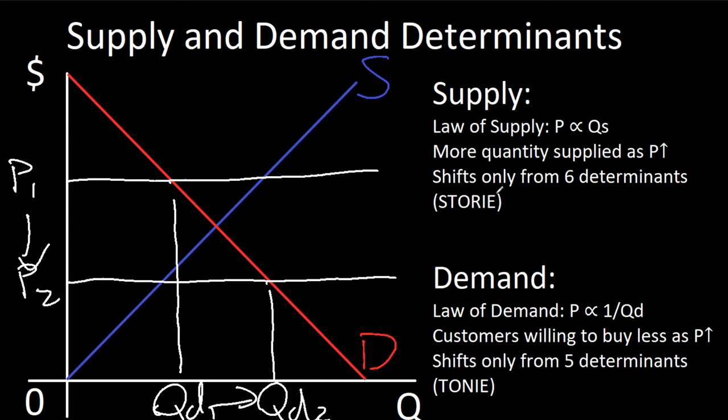Supply will only shift from one of the 6 determinants. So if there's a change and it doesn't fall under a determinant, then supply isn't going anywhere. Our acronym for supply is STORY, like a bedtime story, except spelt weirdly with an IE instead of a Y. When the test starts, you can just lay out the acronym on the side and then list off the determinants so you don't forget it.